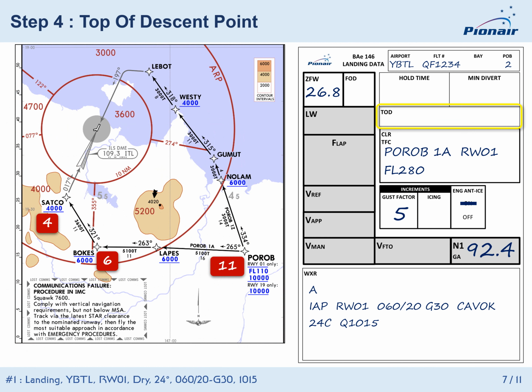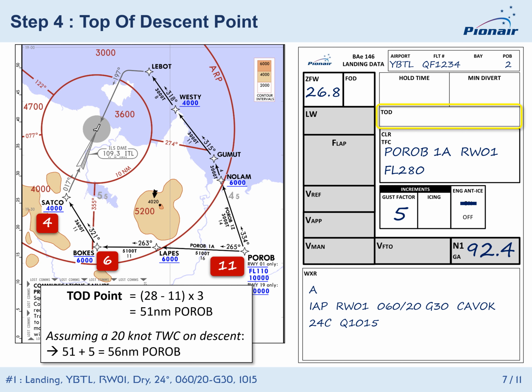So a suggested method for top of descent calculation is 3 times the height loss required to your most critical star constraint or the destination, and adjust that distance 5 miles for every 20 knots of consistent head or tailwind component you estimate down the descent. And so in this case, we're aiming for 11,000 at POROB and a 20 knot tailwind between top of descent and POROB.